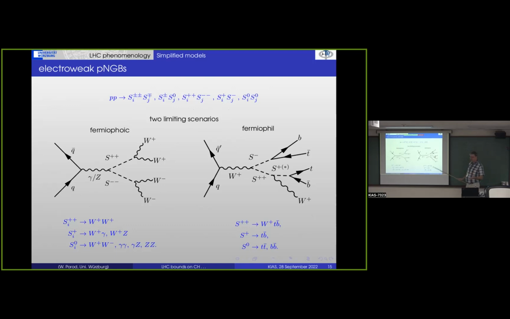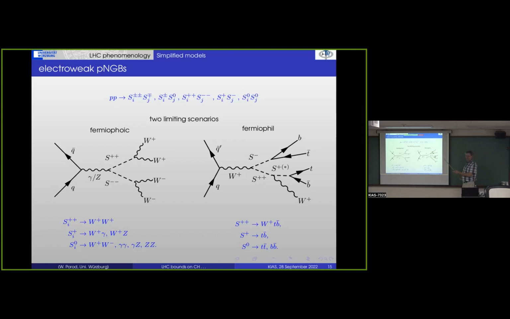So the electroweak PNGPs, let's start with those because they're closest in mass to the Higgs, that's what we expect. We have various processes, as we can have combinations of double charge with single charge with neutral, pair production of either singly, doubly, or neutral guys here.